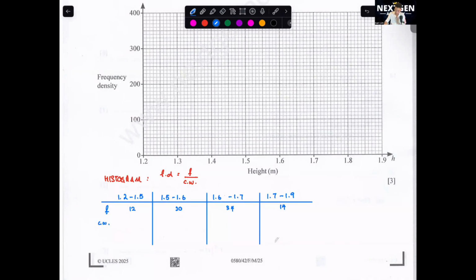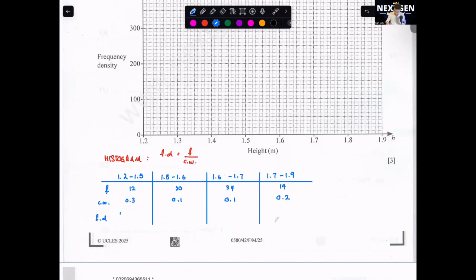What is class width? Class width will be this value minus this value, all of it. So here will be 0.3, 0.1, 0.1, 0.2. And the last one, FD is 12 divided by 0.3, 20 divided by 0.1, 34 divided by 0.1, and 14 divided by 0.1. Let's do this. We'll get here 40, 20 divided by 0.1, 200, 34 divided by 0.1, 340, and here 14 divided by, oops, you see I also do wrong already, 0.2. Why I write down over and over again, all the careless mistakes. 70.